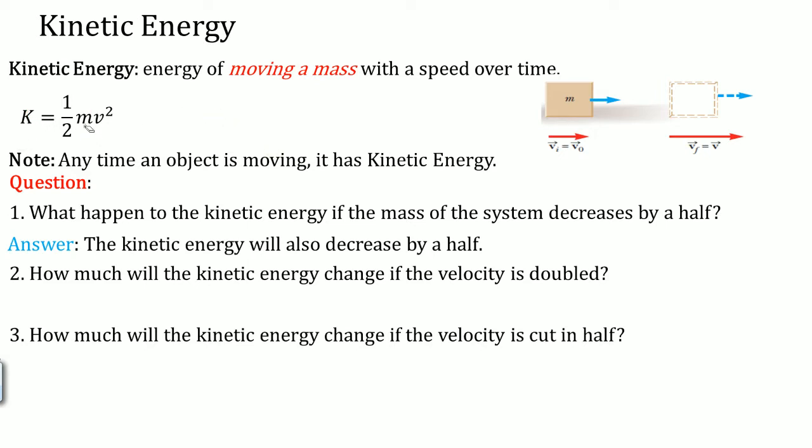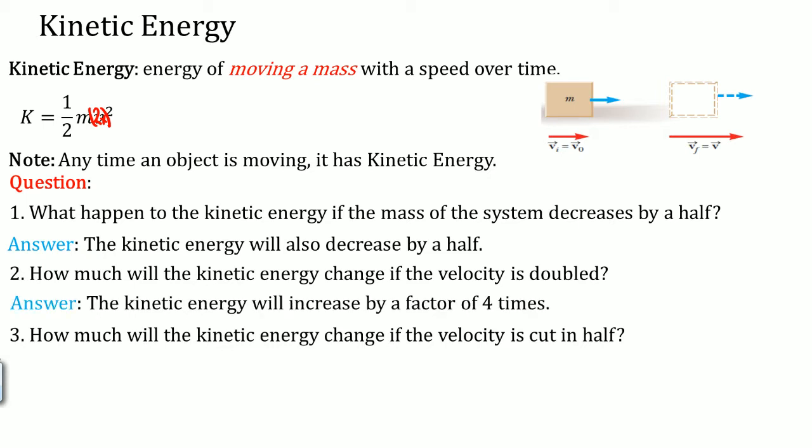Question 2. How much will the kinetic energy change if the velocity is now doubled? So this becomes 2v. What happens? 2v squared becomes 4v squared. So we would say that the kinetic energy will increase by a factor of 4.